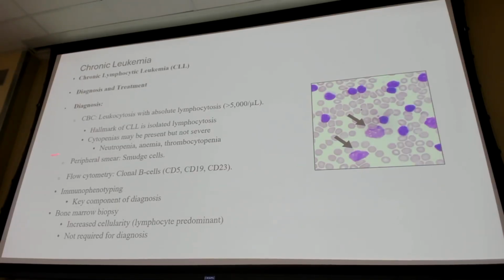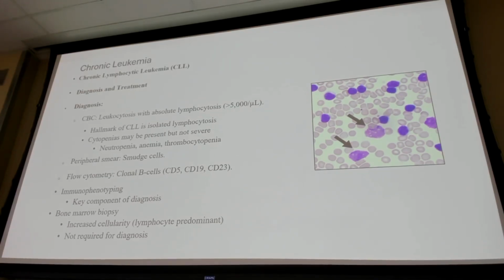All right. CBC, leukocytosis, got it. Hallmark of CLL, isolated lymphocytosis. Cytopenias may be present. Peripheral smear. So again, we said that these cells are not normal. One of the things about these cells is they're more fragile than a normal lymphocyte.